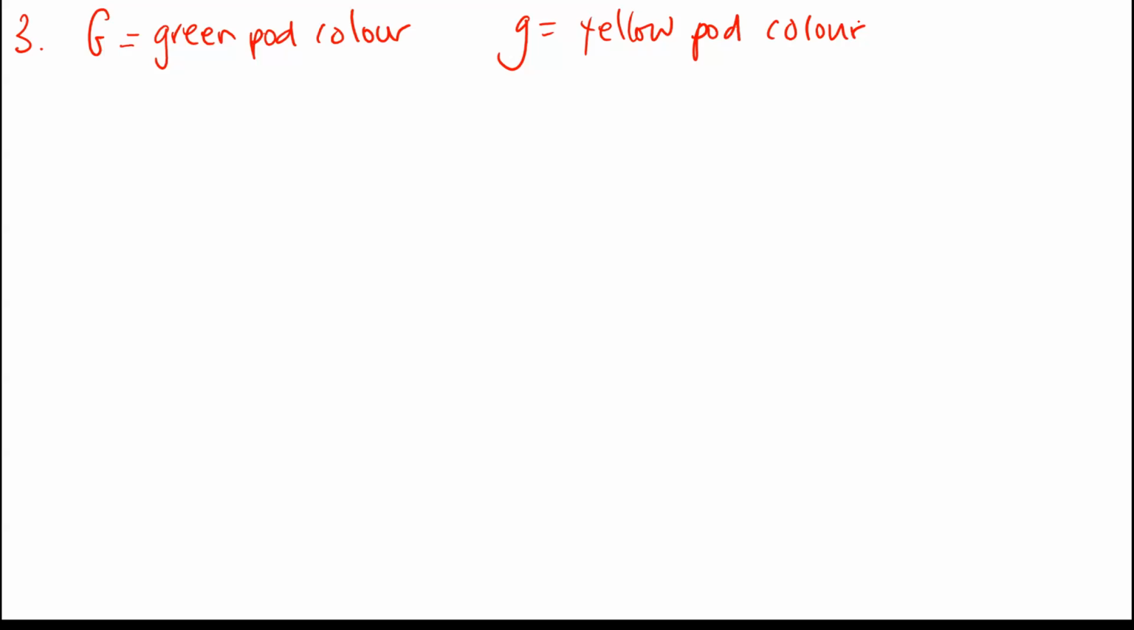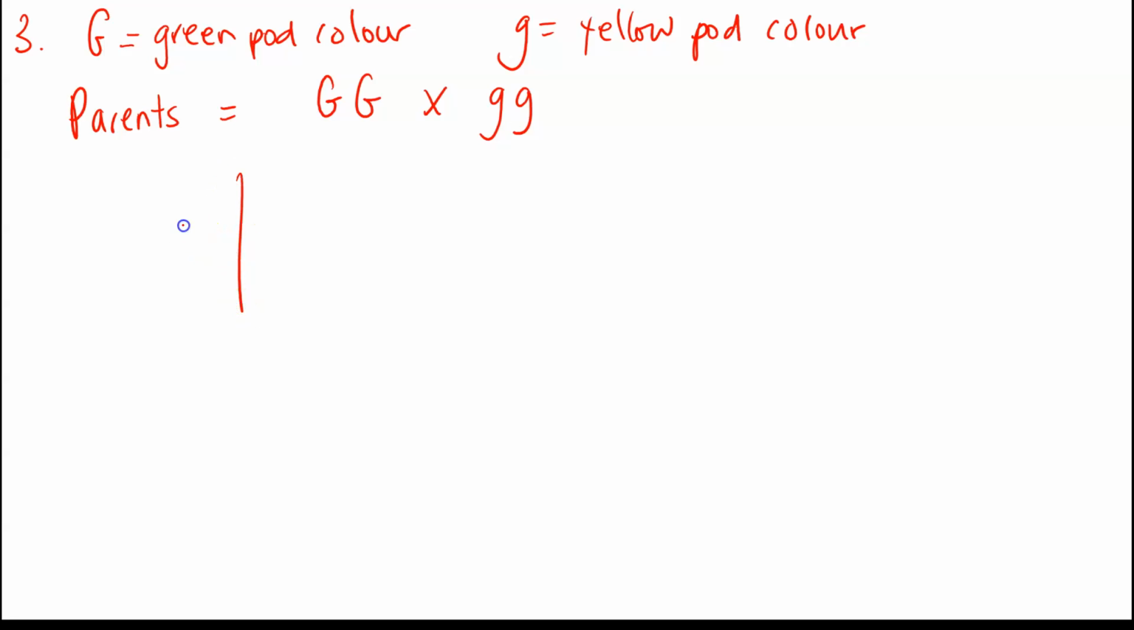And predict the phenotypes and genotypes of the offspring produced when a plant homozygous for green pods. So homozygous, that means homozygous dominant. So the parents are going to be homozygous green, which is homozygous dominant condition. And this parent is crossed with another parent that is homozygous for yellow pods. So little g, little g. These are the two parents.